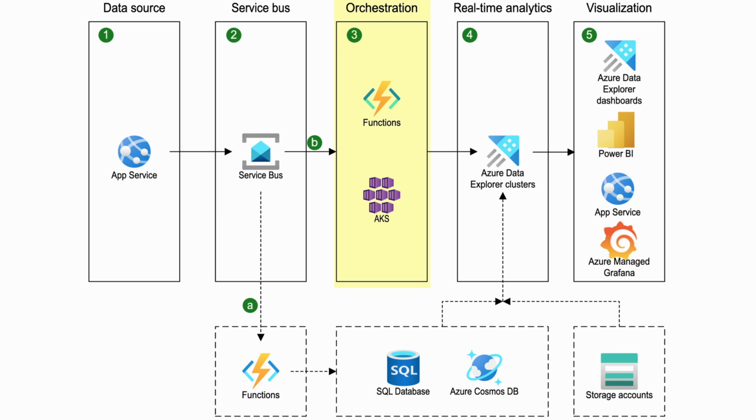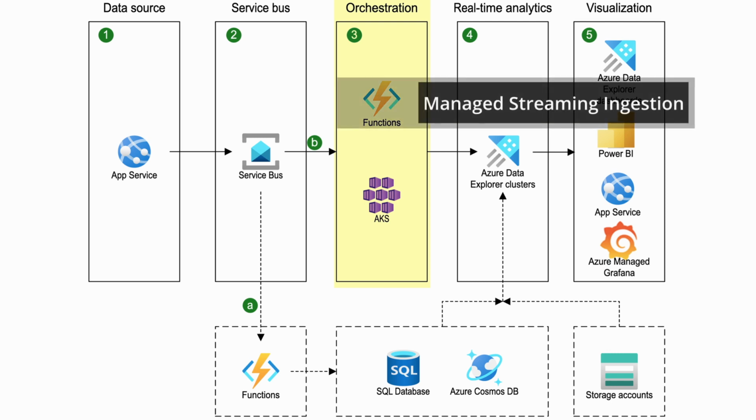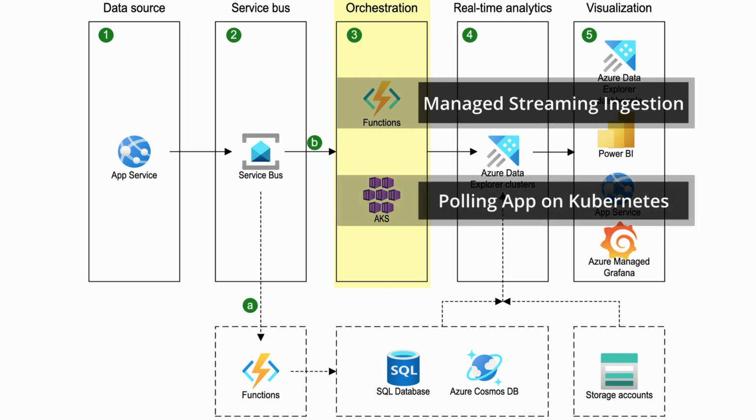The flow can use either 1. A function app that uses SDKs to send data in micro batches, or that uses managed streaming ingestion support provided by Azure Data Explorer when it's configured for streaming ingestion. Or 2. A polling service like an application that's hosted on Azure Kubernetes Service or AKS sends data to Azure Data Explorer in micro batches. This option doesn't require configuring Azure Data Explorer streaming ingestion.